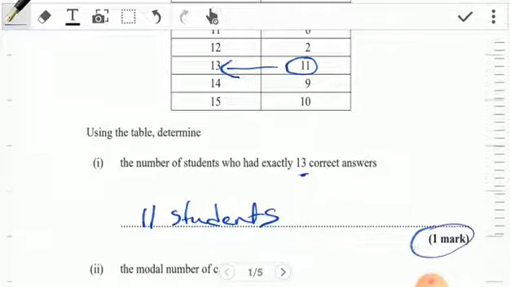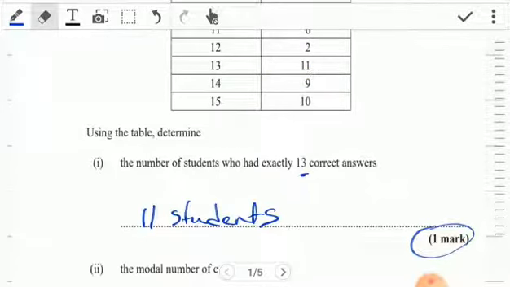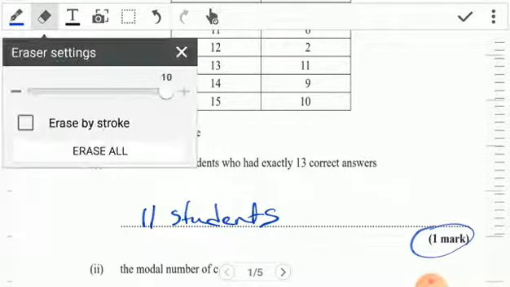And you would have gotten 1 mark for that. Just 11 students. So very good. Let's focus on the next question.